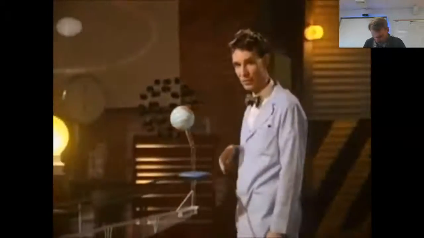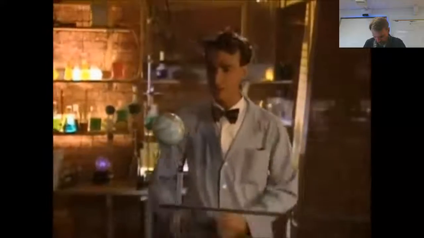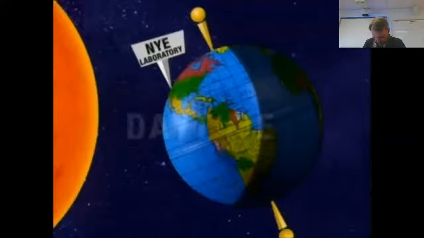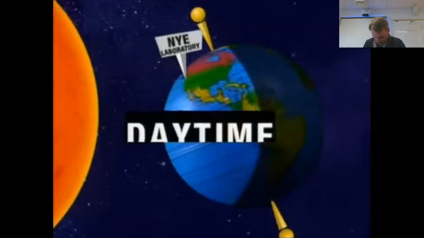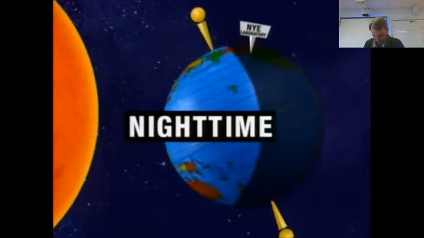The reason we have seasons on Earth is because the Earth is tilted. Now let's say that this is the Earth. And there's an imaginary line going through the middle of it called the Earth's axis. It's tilted, and it stays tilted as the Earth goes around the sun at 100,000 kilometers an hour. That's 1 billion kilometers every year. Now, not only is the Earth going around the sun, but the Earth is spinning. And when you're on the part of the Earth that's toward the sun, it's daytime. And when you're on the part of the Earth that's away from the sun, it's nighttime.